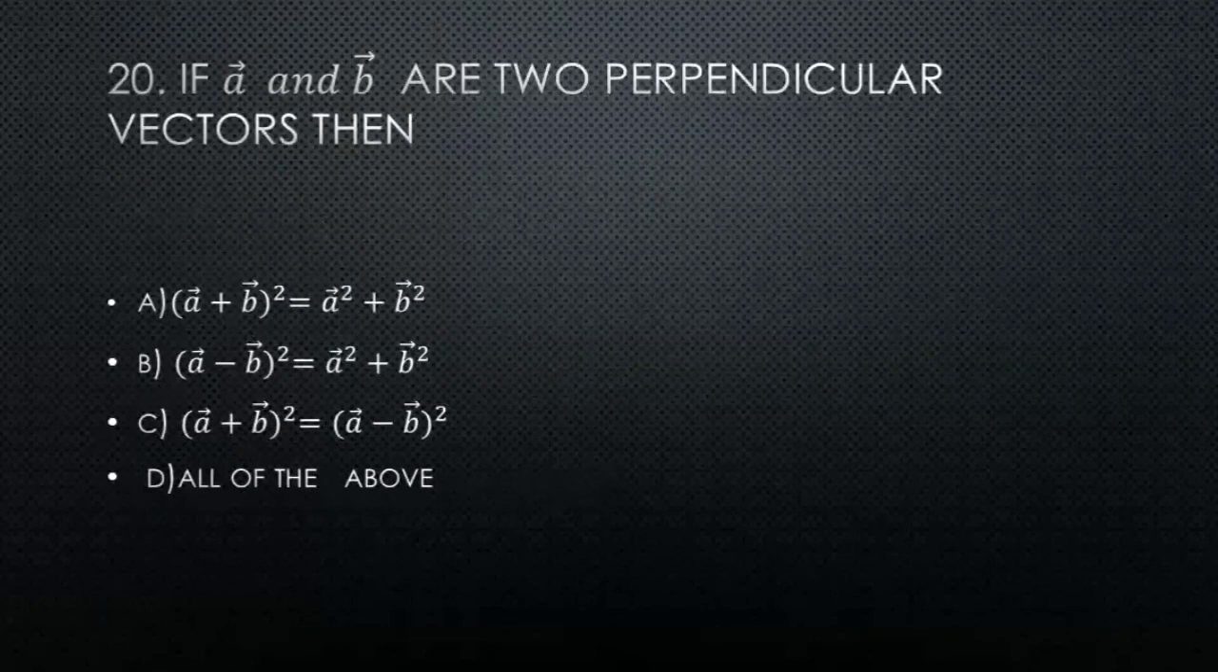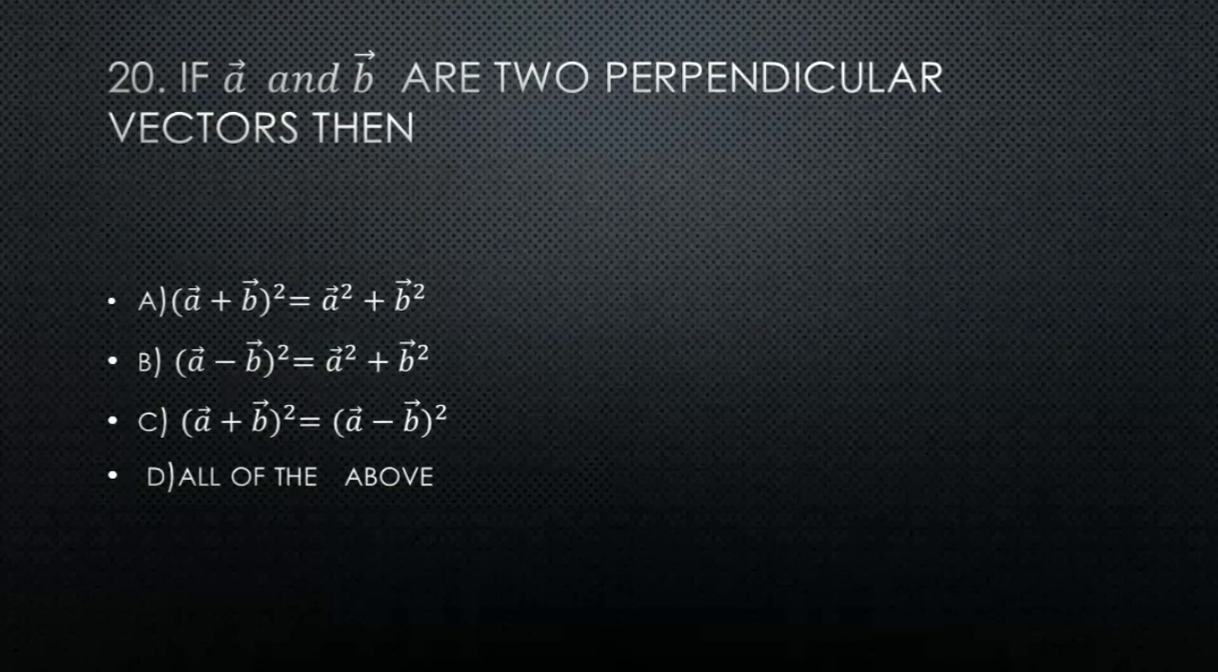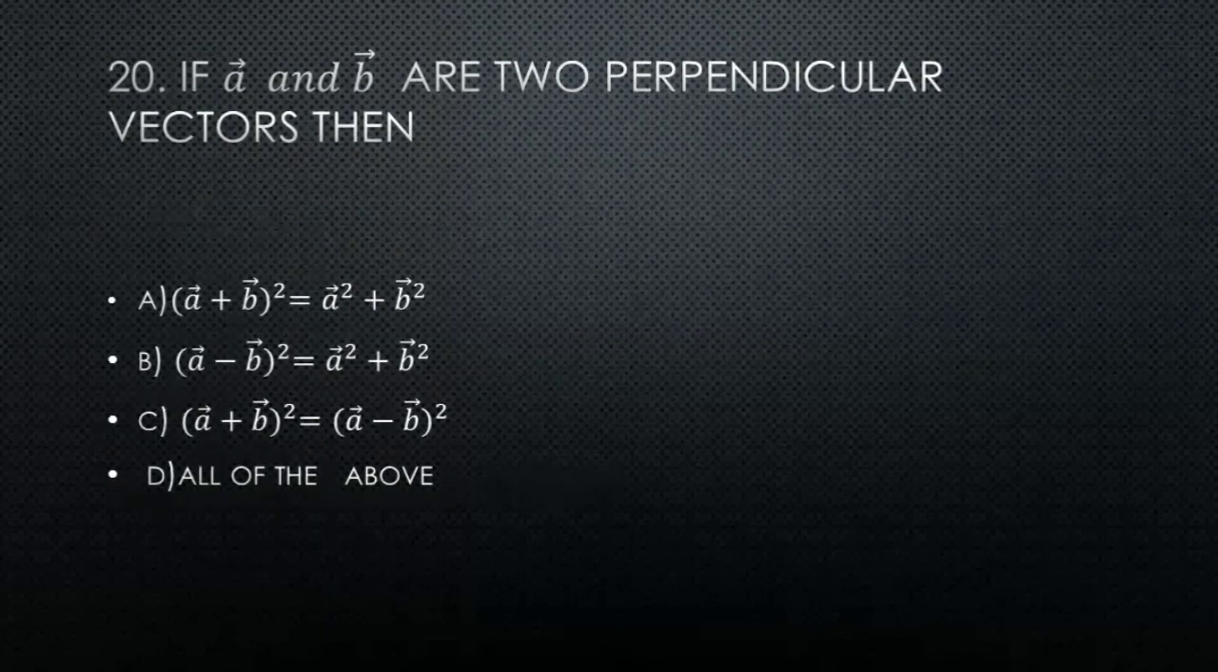Next one: if A vector and B vector are two perpendicular vectors, then which one is true? If they are perpendicular vectors, obviously A vector plus B vector whole square will be equal to A vector square plus B vector square, right? Because A vector dot B vector will be equal to 0. A vector minus B vector whole square is also equal to A vector square plus B vector square, since minus 2AB will be equal to 0. And A vector plus B vector whole square is equal to A vector minus B vector whole square. So that is also true if the two vectors are perpendicular. So all the options A, B, C are true. So the answer is option D.